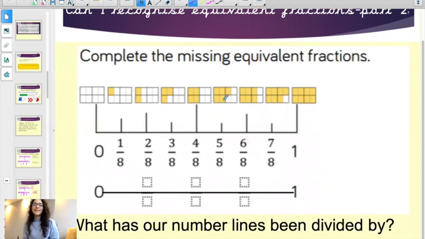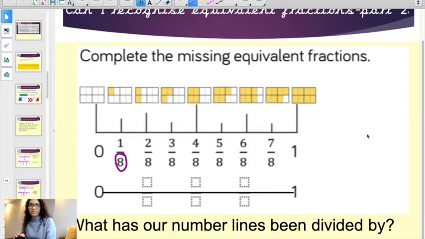Let's complete the missing equivalent fractions here. So the first number line has been done for us, where the number line has been split into how many parts? 8. You look at the denominator to see that. And our number line has been split by the numerator as well. So it's got 1/8, 2/8 is there, 3, 4, 5, 6, 7, 8. Now what we need to do is complete the missing equivalent fractions.